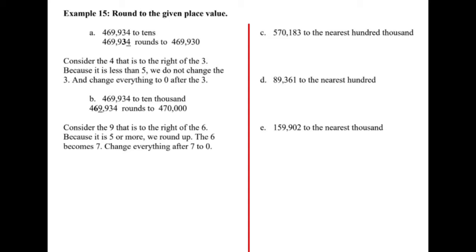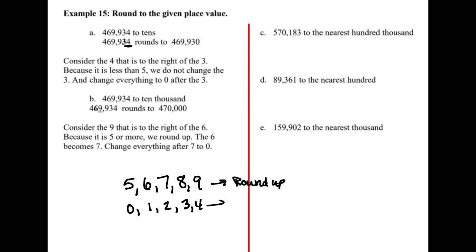So that underlined 4 right here, if that number is 5, 6, 7, 8, or 9, I'm going to write this down at the bottom. 5, 6, 7, 8, or 9, these round up. And all of the other numbers, so 0, 1, 2, 3, and 4, round down. Now because this is a 4, it's going to round down.